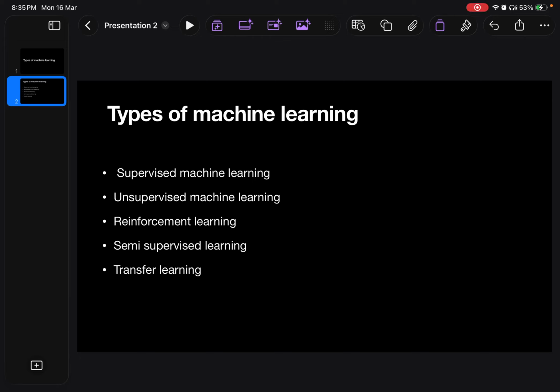Hi everyone. Today we are going to see about types of machine learning. These are the five types of machine learning, and the first one is supervised machine learning.